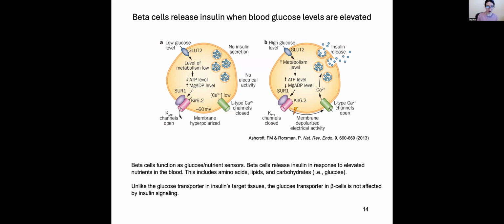And it is unlike the glucose transporter in insulin target tissues, such as skeletal muscle and adipose tissue, correct? In response to insulin, they will mobilize their GLUT4, glucose transporter 4, onto their plasma membrane to take the glucose from circulating blood.